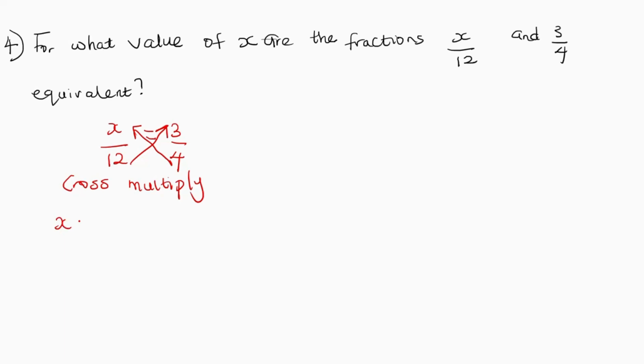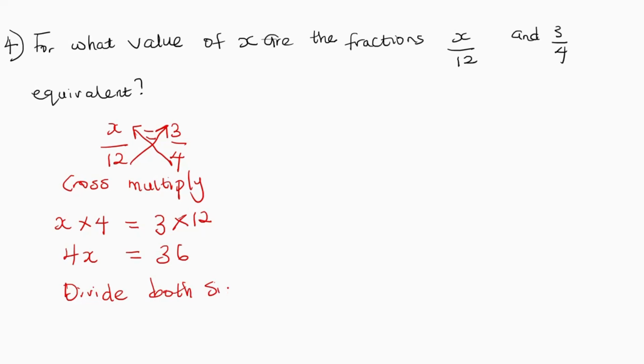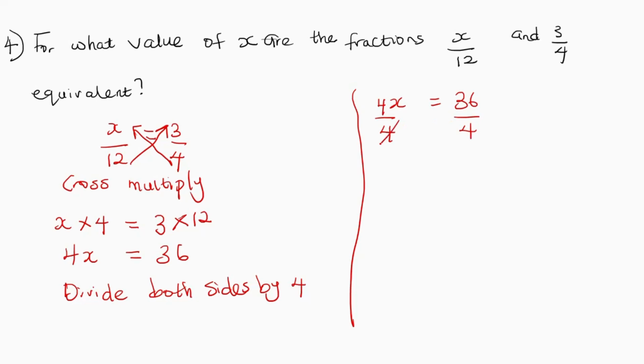So we have x times 4 is equal to 3 times 12. Now x times 4 gives us 4x, and 3 times 12 gives us 36. Next is to divide both sides by 4 in order for us to get x. So we have 4x over 4 is equal to 36 over 4. We cancel 4, and we have x is equal to 36 divided by 4, which gives us 9. So the value for x of this fraction is 9 over 12.